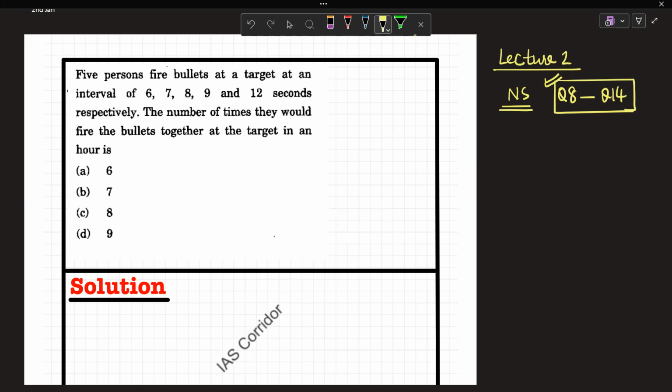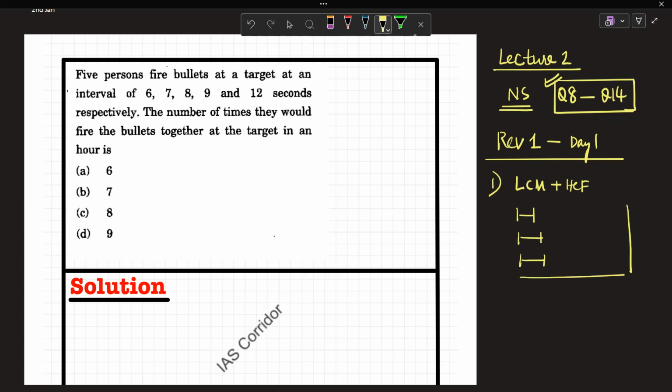Before going to the solving part of today's questions, I just want to have a quick recap of what we have done till now. You can consider it as revision number 1 of day 1. First, if you can recall, we did a question on LCM HCF. The question was that A, B, C have certain footsteps and they have to complete a certain distance. What is that distance? That was a question of LCM.